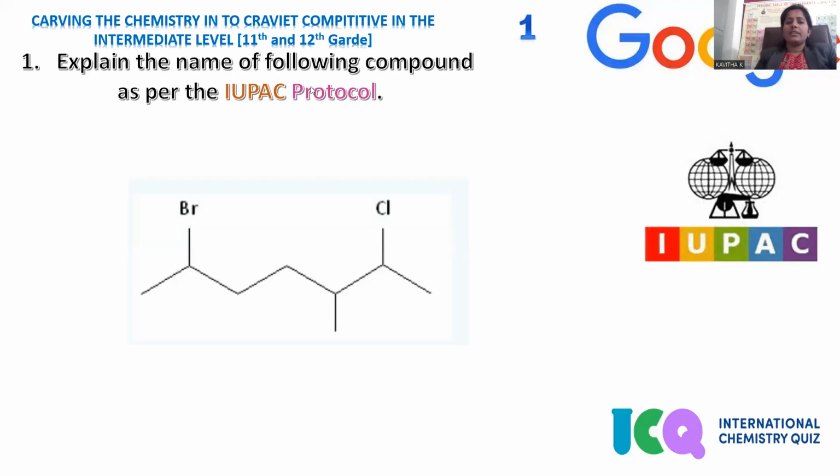Here, explain the name of the following compound as per the IUPAC protocol. IUPAC stands for International Union for Pure and Applied Chemistry. IUPAC gave certain guidelines in order to assign names for compounds. In this, the compound is taken like this, a long chain with bromo, methyl, and chloro side chains. So if these substituents are located on this organic moiety, how can we assign the name?